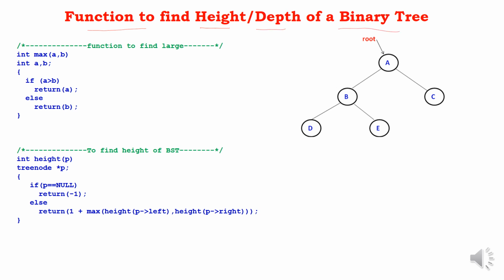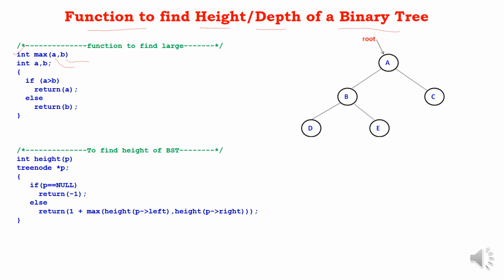Height is treated as depth also. So height of a binary tree or depth of a binary tree. For this we need to find largest value of left height and right height. Left height is an integer, right height is an integer. So maximum of a comma b. Assume that a is height of left subtree, b is height of right subtree. This maximum function returns an integer, that is largest height.